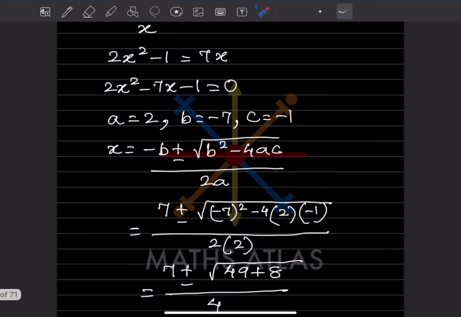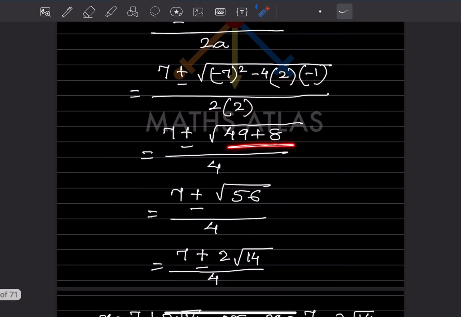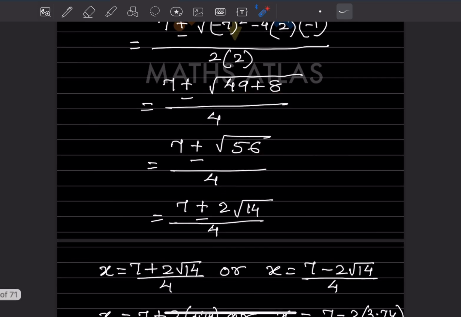So this will be minus into minus is going to be +7, plus or minus here, -7 square, minus 4 times 2 times -1, divided by 2 times 2, which is 4. So here will be 7 plus or minus, -7 square will be 49. Minus and minus is going to be plus. 4 2s are 8, divided by 4. So 7 plus or minus root of 56 divided by 4.